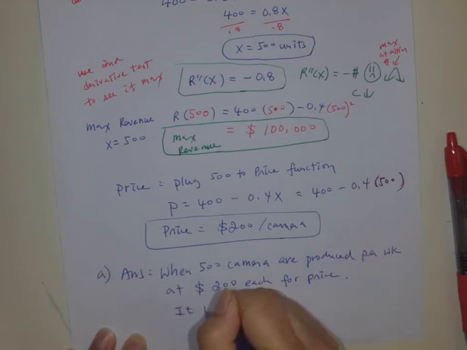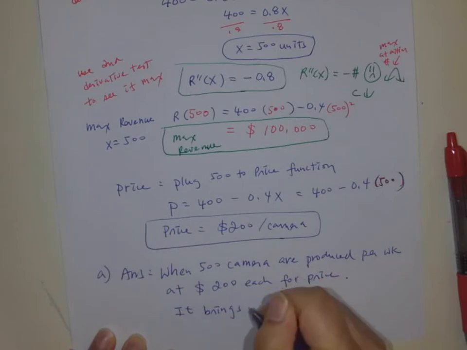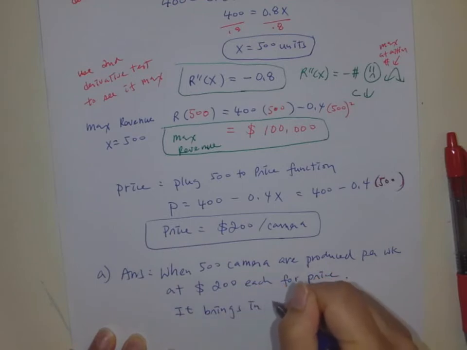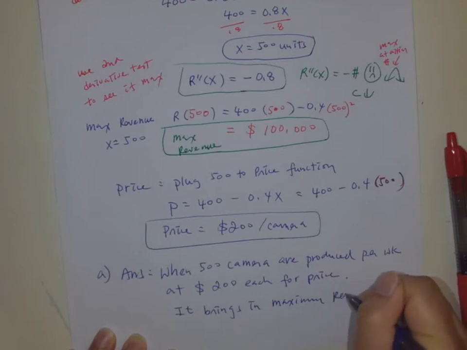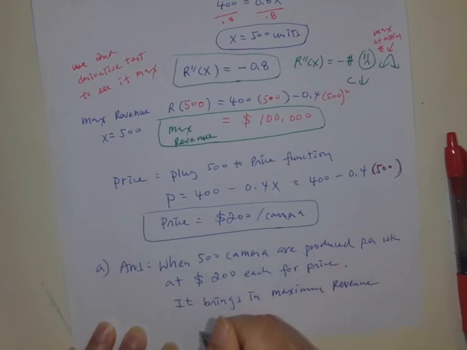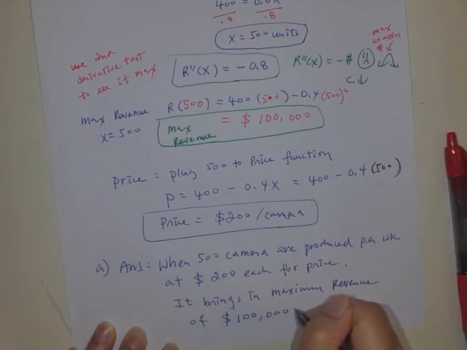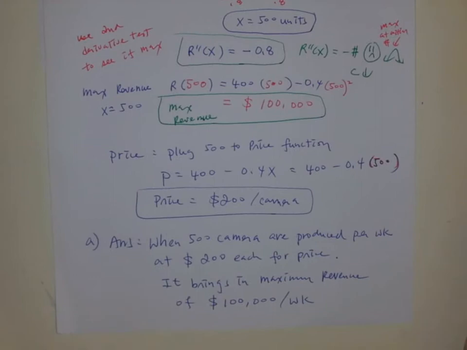it brings in the maximum revenue of $100,000 per week. So this is the answer for the A part. Hopefully that makes sense to you. If you need to pause the video and write down some of the information, feel free to do it.